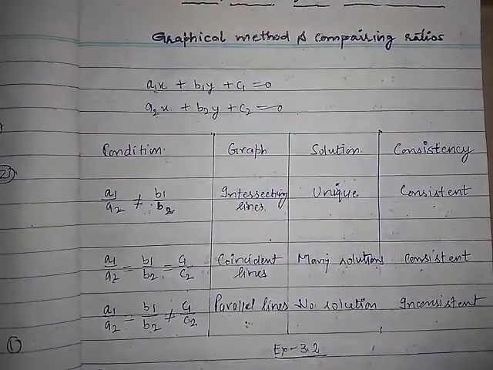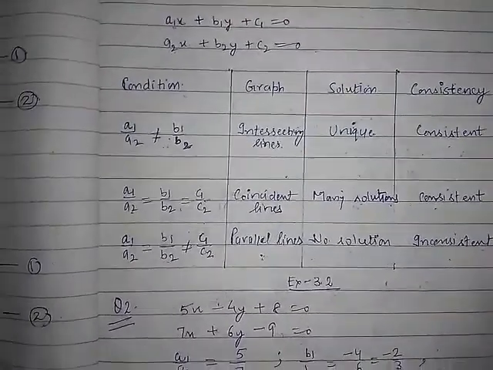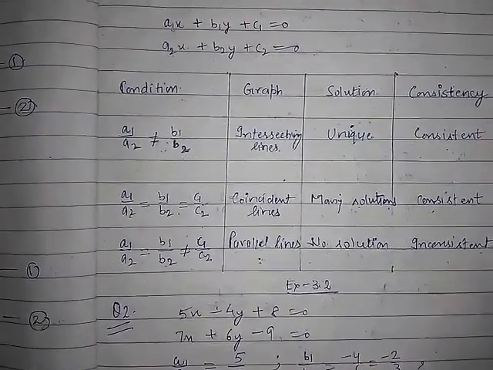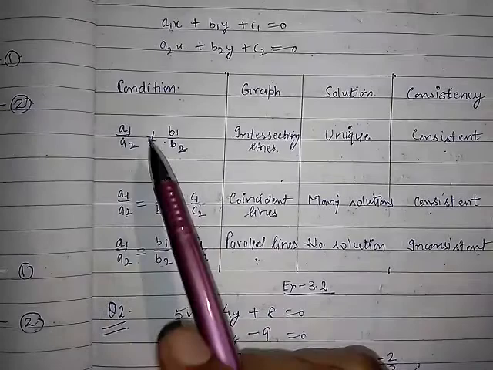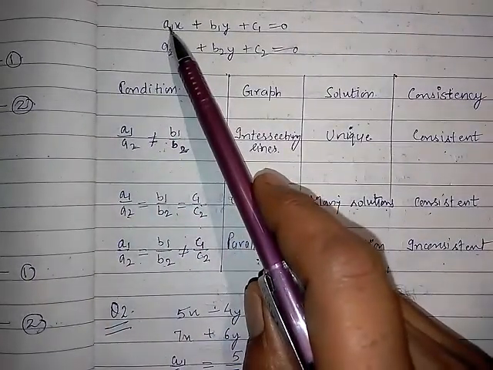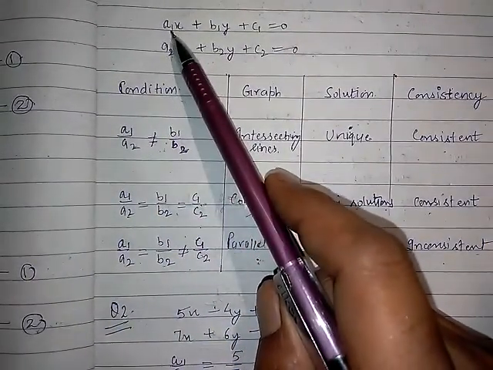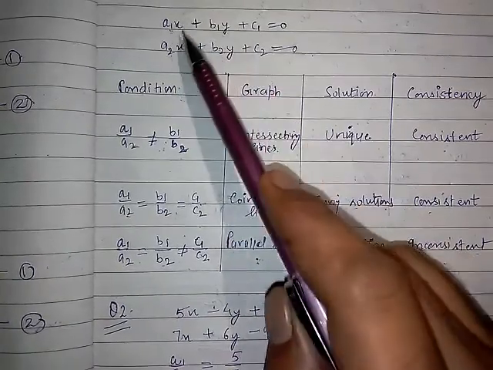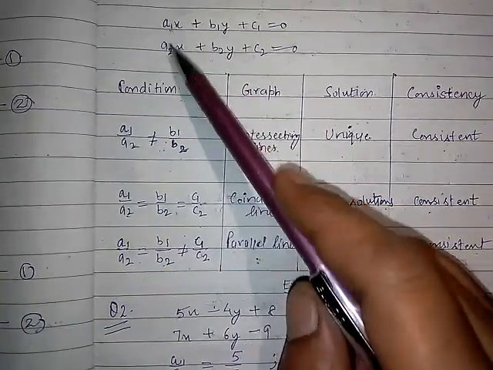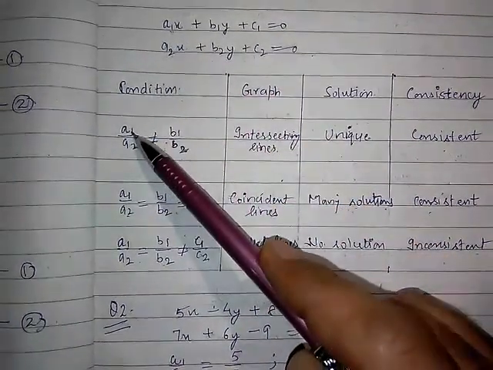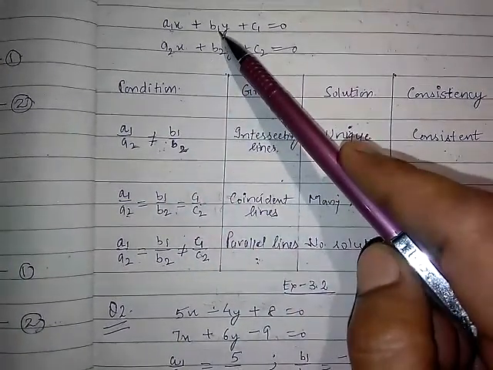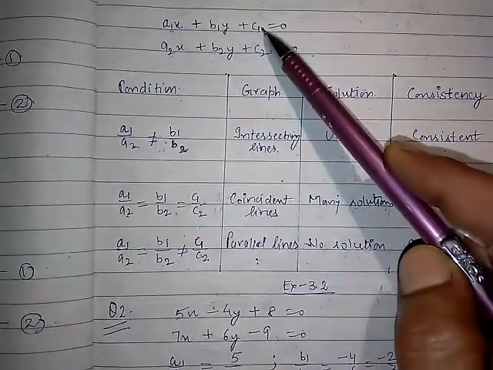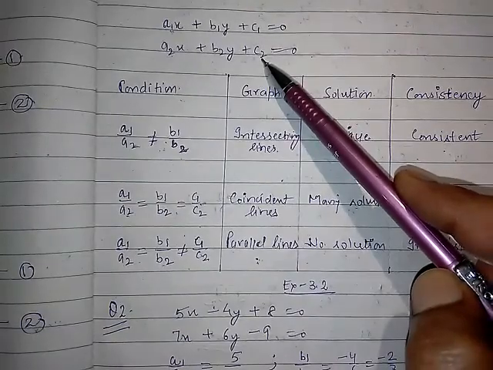Now see, I have drawn one table for this, comparing the ratios. Now what do we mean by ratio? Ratio means, say, a1 upon a2. So here we have to find the ratio of the coefficients. The coefficients of x are a1 and a2, so we can find the ratio a1 upon a2. Then you will find the ratio b1 upon b2. Then you will find the ratio c1 upon c2.